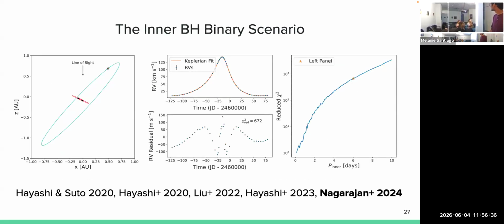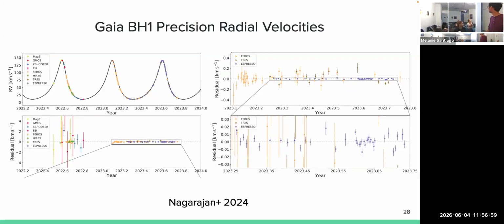So I also mentioned an inner black hole binary scenario. I've looked at this in the past. It's the only observational test of this kind of hypothesis where it's a black hole star. The point there is that if you have an inner black hole binary, even though it's not merging, it will induce a non-Keplerian perturbation to the orbit of the outer star, which you need meters per second precise radial velocities to find. So I borrowed my exoplanet friends' ESPRESSO instrument that they use and looked at Gaia black hole 1.